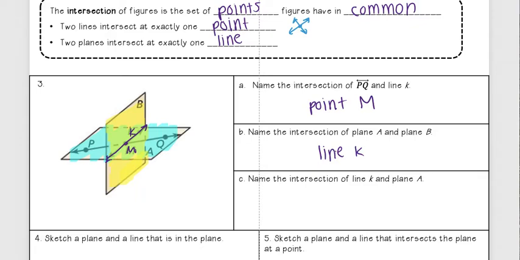And I can only name it as line K in this case because I don't have any other points. I need at least 2 points to name a line, and I only had point M. So this one I had to call line K.